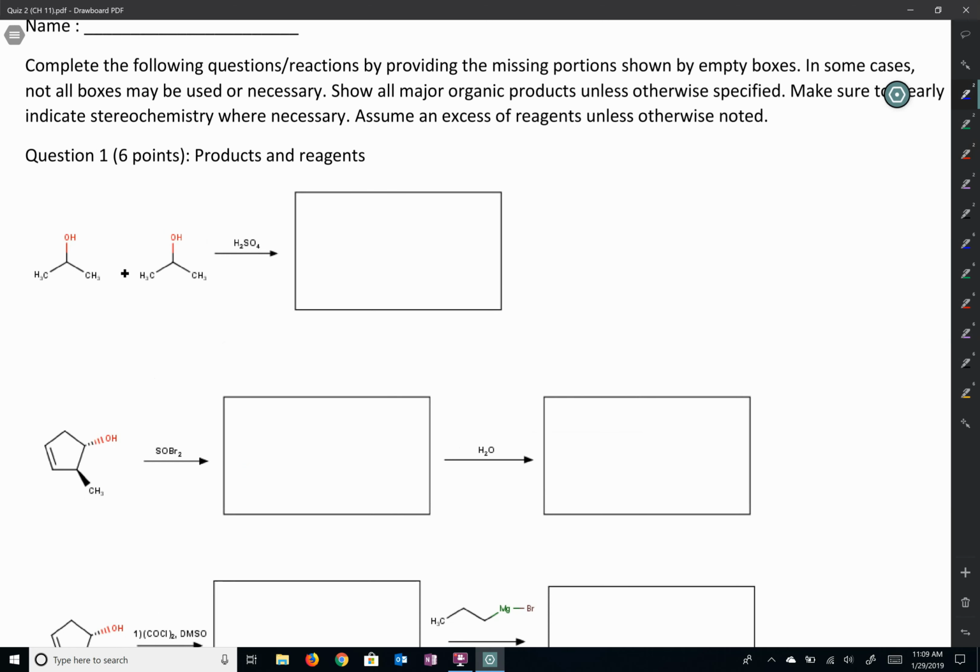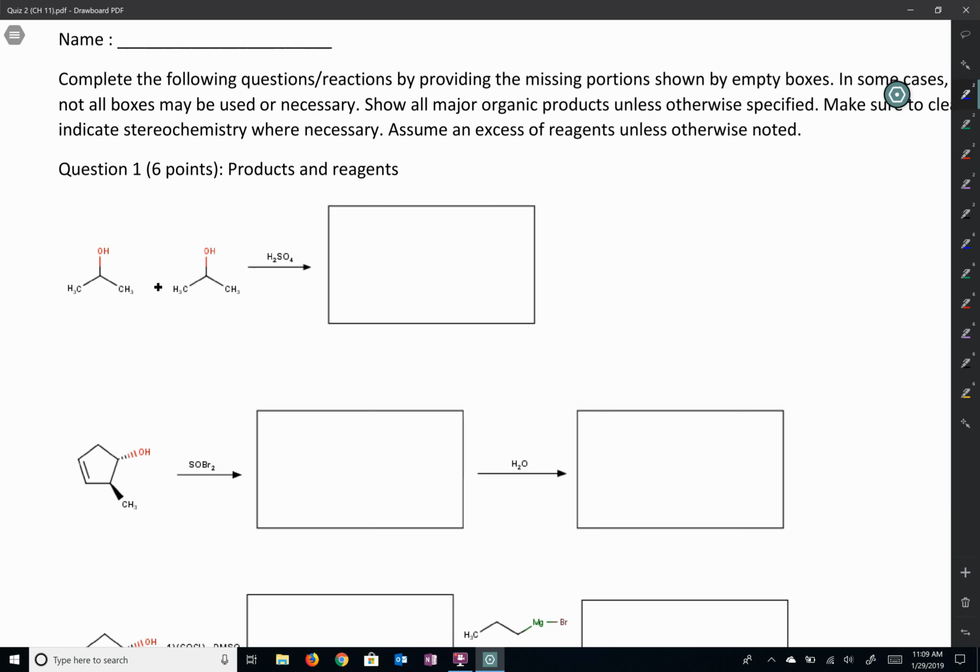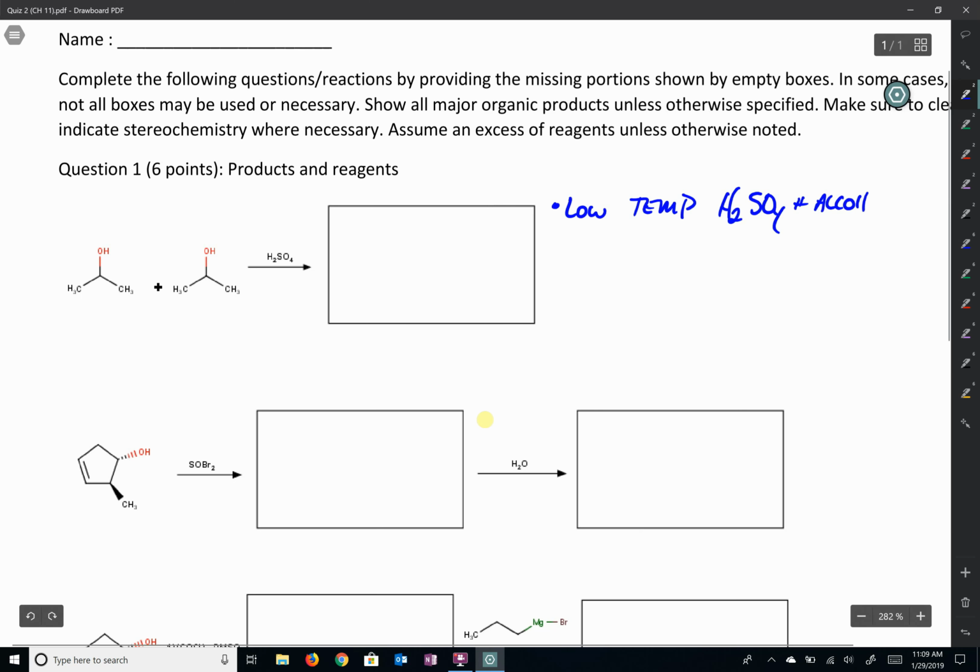So we're given some alcohols and we're given sulfuric acid. We don't specify a temperature, so we assume it's lower temperature, right? And that's important because that makes us recognize that low temp sulfuric acid plus alcohol is going to push us towards formation of an ether. And remember, sulfuric acid with alcohol can do a couple of different things, but if we're looking at lower temperature, we're going to be pushing towards formation of an ether.